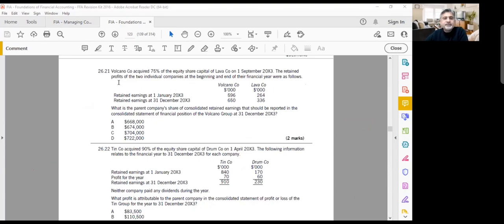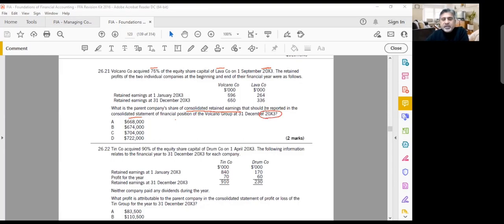Okay, 26.21. Let's do one more thing. What is the parent company's share of consolidated retained earnings? That should be reported in the consolidated statement of financial position. Volcano company acquired 75% of the equity share capital of Lava company on 1st September 2003. The retained profit for the two individual companies at the beginning and end of their financial year were as follows. So retained earnings on 1st January.